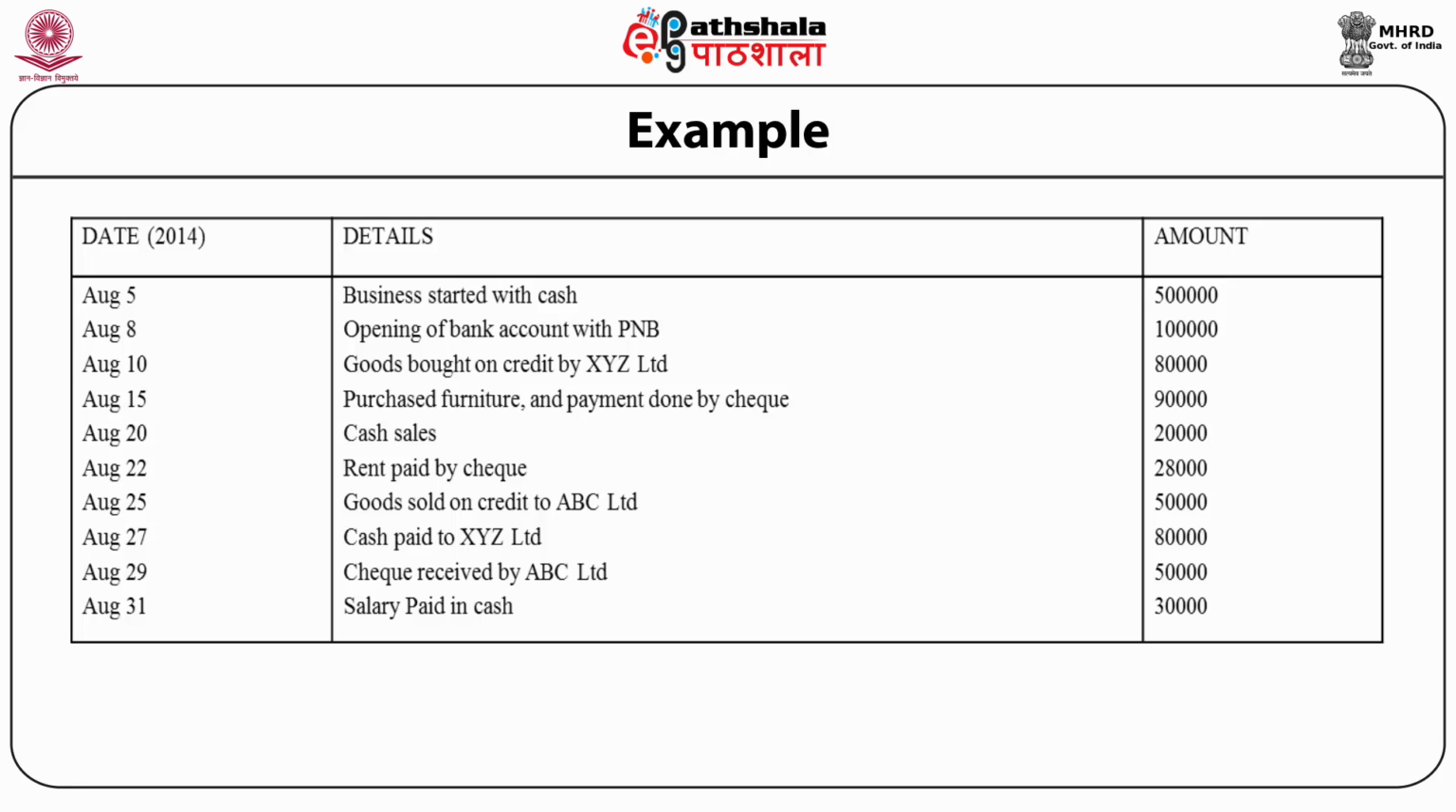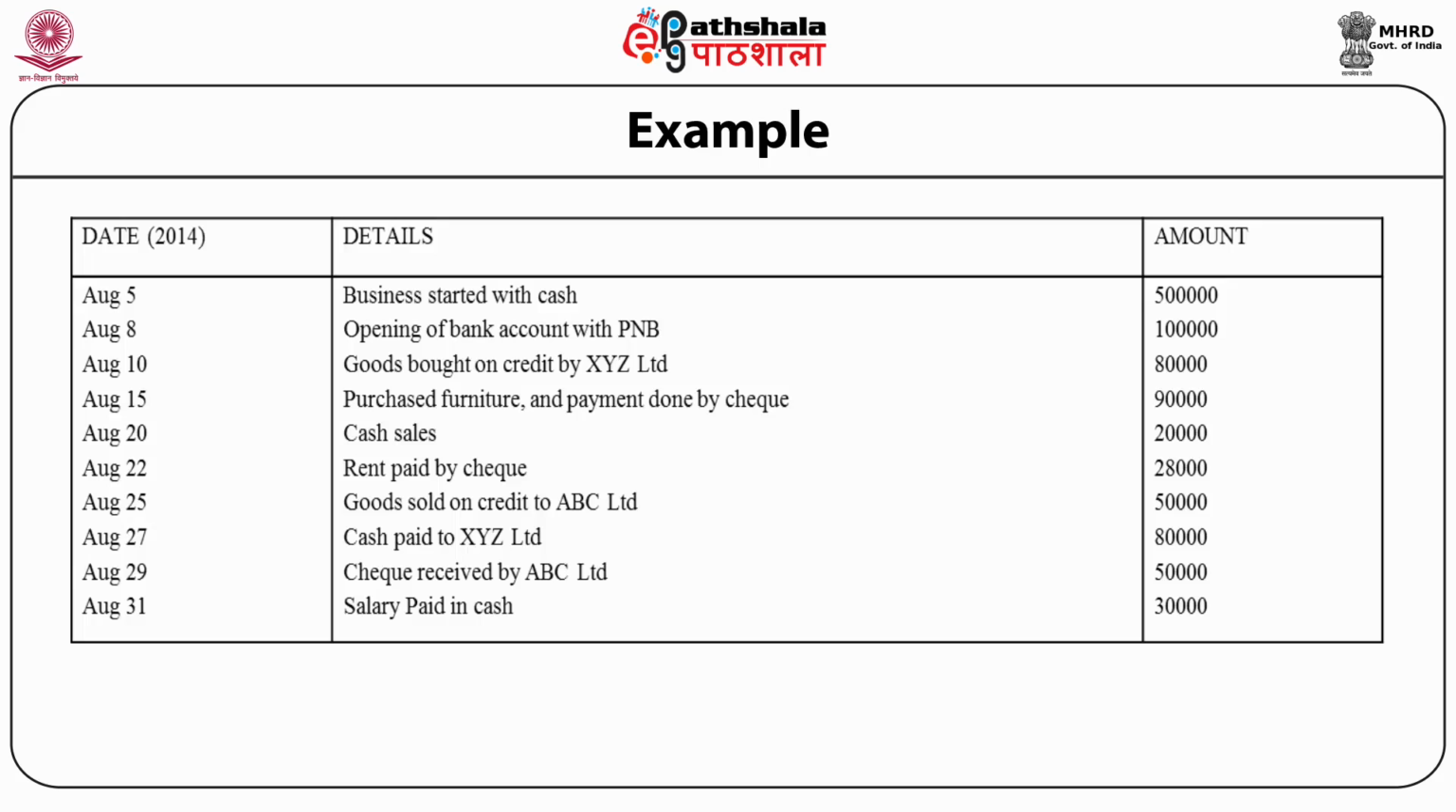August 29, bank account debit rupees 50,000 to ABC Limited rupees 50,000. Summary: payment received by ABC Limited. August 31, salary account debit rupees 30,000 to cash account rupees 30,000. Summary: salaries paid. Total of debit and credit side of journal account is rupees 10,28,000 on both sides. Now second, posting the transactions in the ledger book.